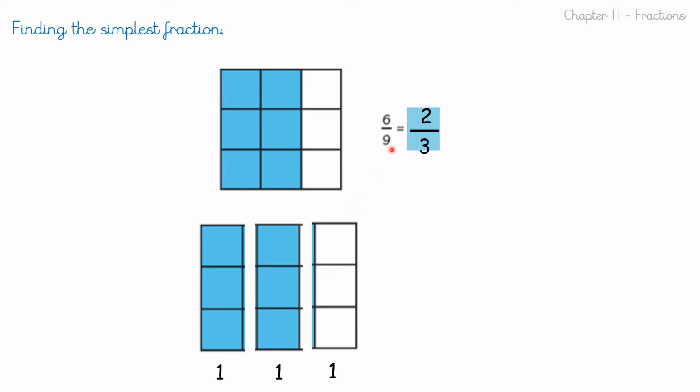So 6/9 is equivalent to 2/3. And even though the numbers are different, we are eating exactly the same amount of cake because they are equivalent fractions.